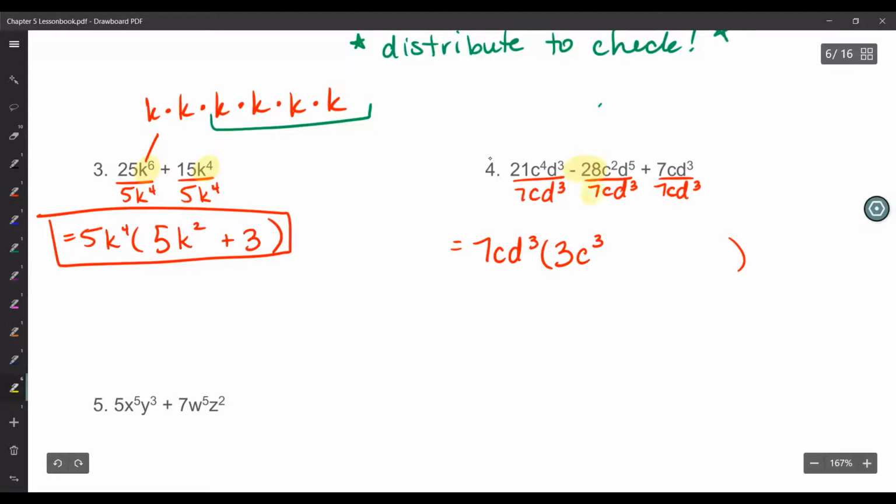Negative 28 divided by 7. That's negative 4. I have two C's and I'm taking out one of the two C's. So I'll be left with 1. And then I have 5 D's and I'm taking out 3 of them. I'm left with 2. And if we look at this last term here, I have 7CD cubed divided by 7CD cubed. What's anything divided by itself? 1. So I should have plus 1 at the end here.